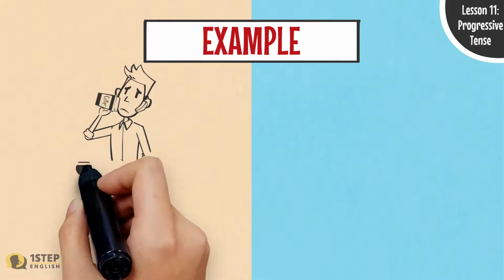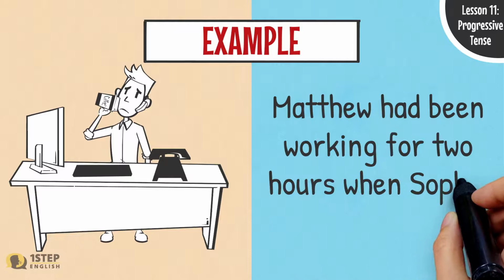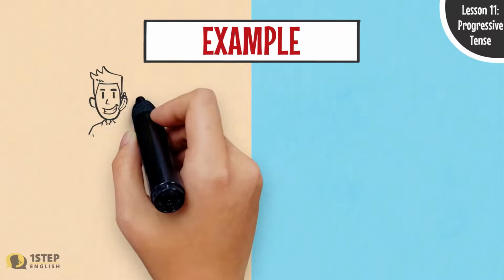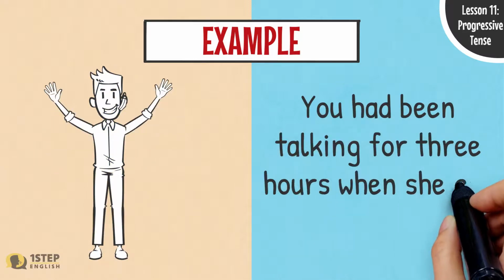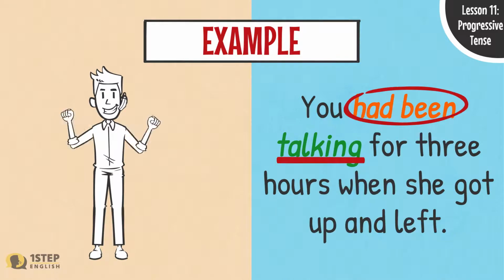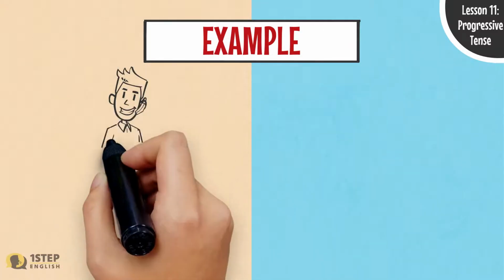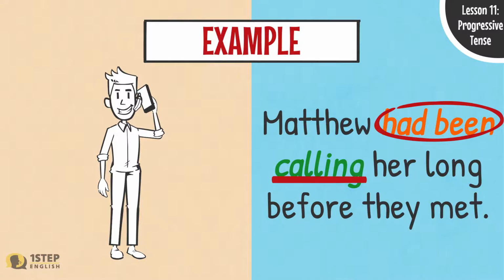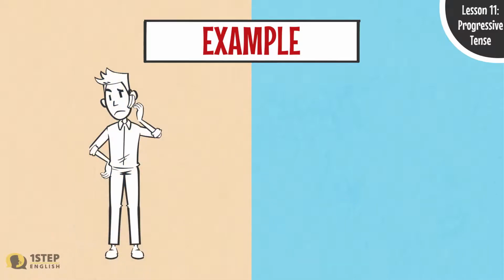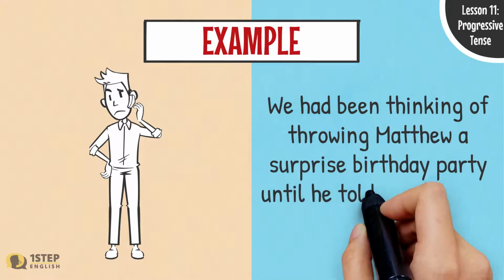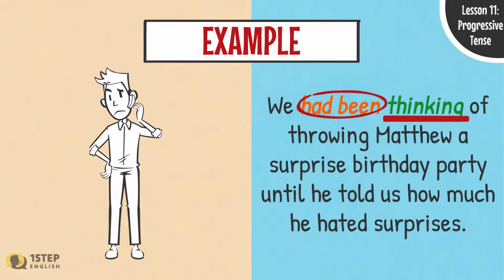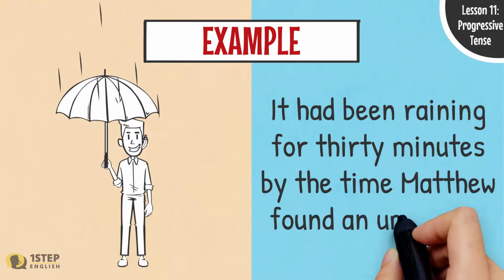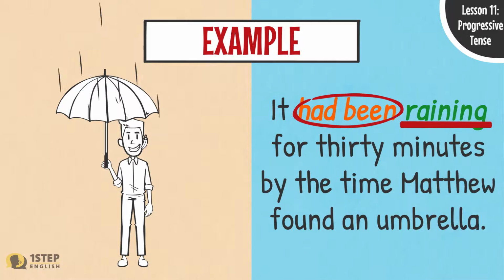For example, Matthew had been working for 2 hours when Sophie came home. Had been working. You had been talking for 3 hours when she got up and left. Had been talking. Matthew had been calling her long before they met. Had been calling. We had been thinking of throwing Matthew a surprise birthday party until he told us how much he hated surprises. Had been thinking. It had been raining for 30 minutes by the time Matthew found an umbrella. Had been raining.